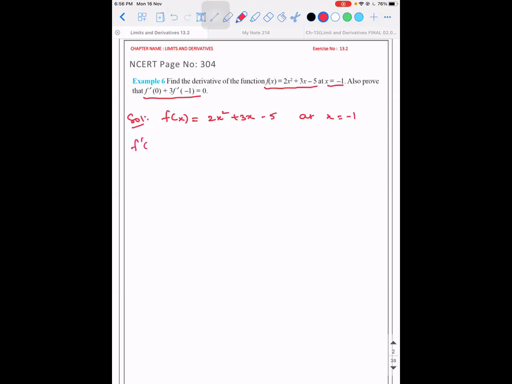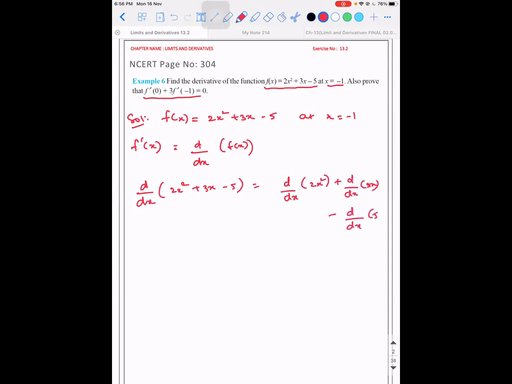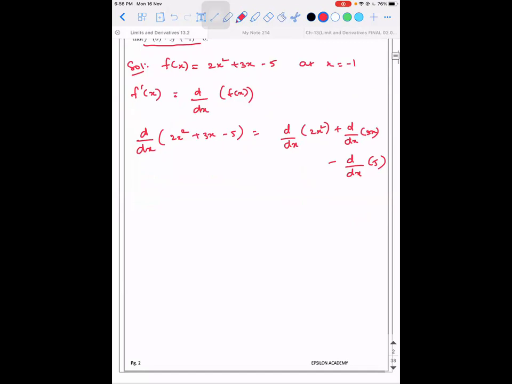So what is f dash of x? F dash of x means, I hope everybody knows, it's the derivative. It's the same as d by dx of f of x. Both are the same, okay? So d by dx of 2x square plus 3x minus 5 is equal to d by dx of 2x square plus d by dx of 3x minus d by dx of 5. I hope you understood what I did, right? I used algebra of derivatives. So what will be the derivative of 2x square? Tell me first.